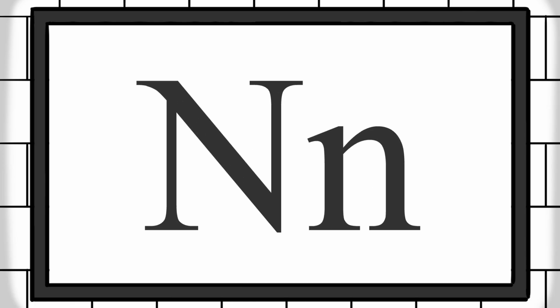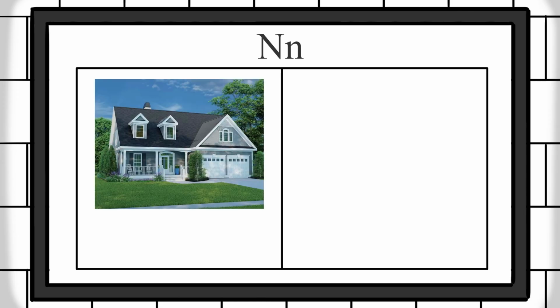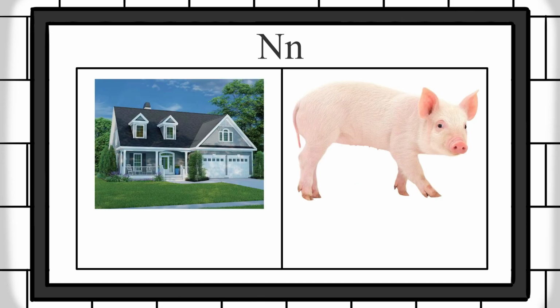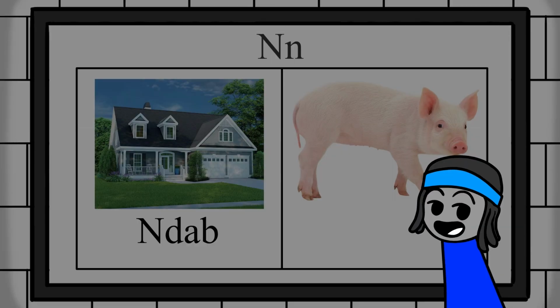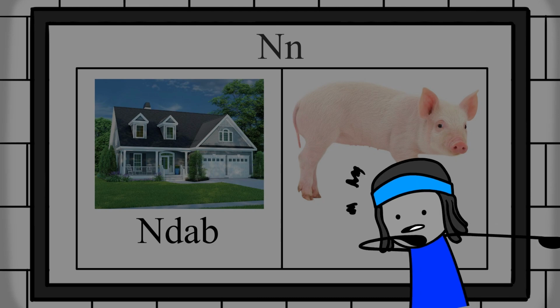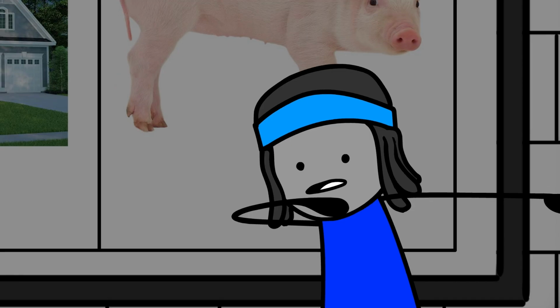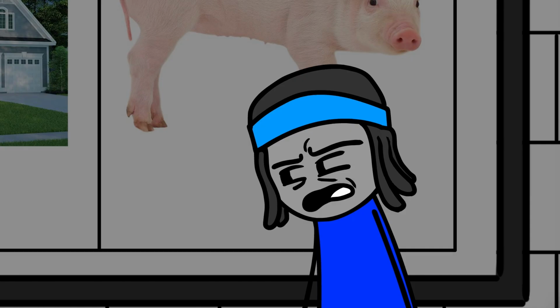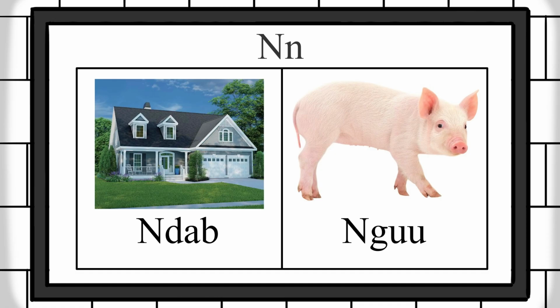Up next is N, and the two examples are a house and a pig. The word for house is ndap, or as I like to say, That was not your cue to dab, you scum! This isn't 2018! Sorry, I couldn't help myself, okay? For pig, it's pronounced ngu, ngu.